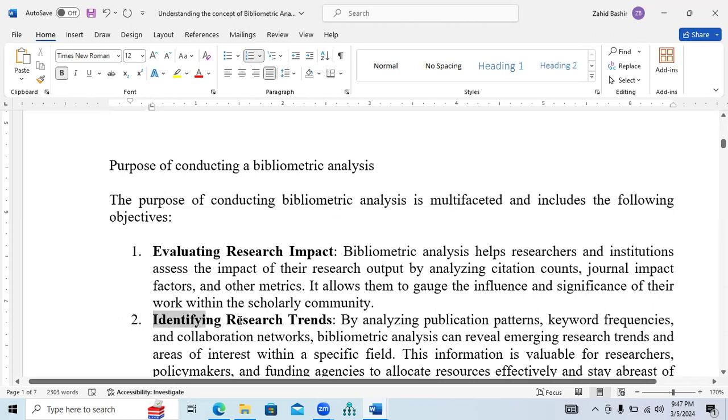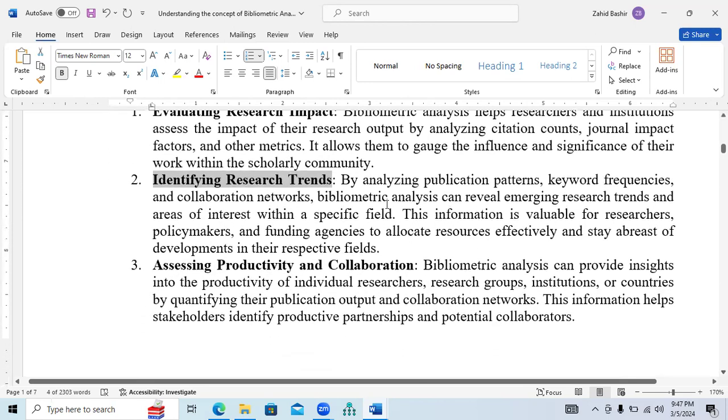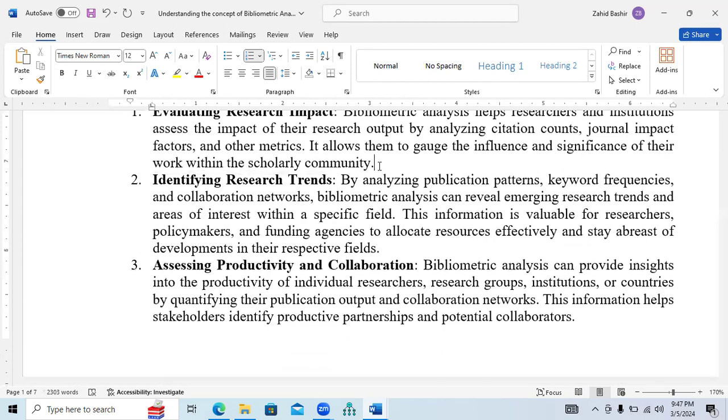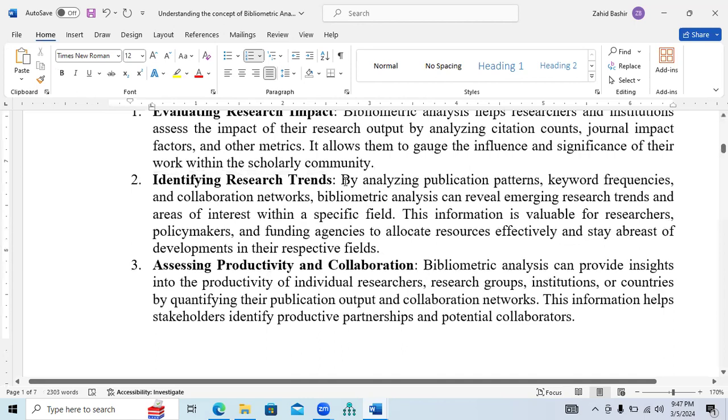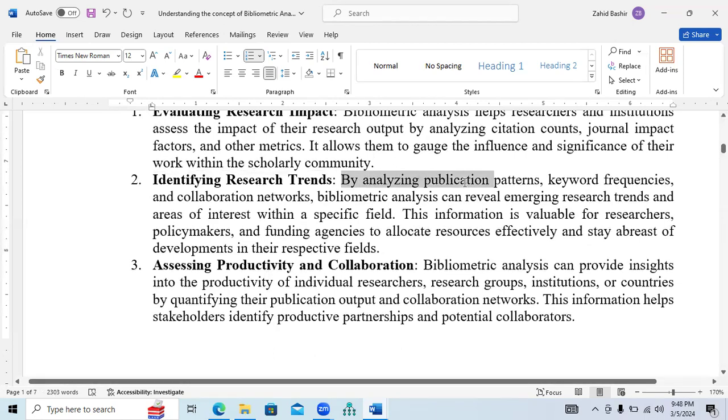The second thing is identifying research trends. A research trend will indicate whether my target field, where I would like to do research, has the potential to grow upward or not. So it will show you whether your required field has the potential to increase research impact in future or not. By analyzing publication patterns, keyword frequencies, and collaboration networks, bibliometric analysis can reveal emerging research trends and areas of interest within a specific field.